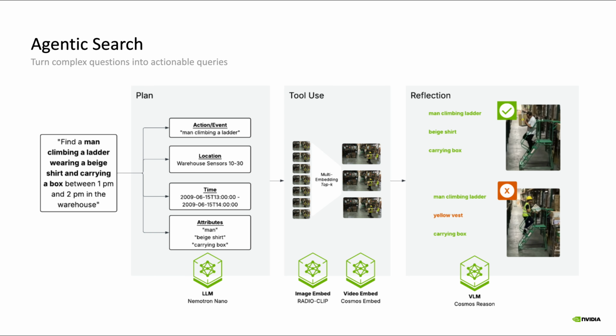So here's what's about to happen behind the scenes. First, the agent plans. It decomposes my sentence into the parts it needs to search for: the action, the location, the time, the visual attributes, and then it picks the right tools. The image embeddings find visual attributes like hardhat, video embeddings find the action like climbing a ladder, and the agent uses the top results from both. Finally, a vision language model reflects on every candidate clip: hardhat, yes or no; ladder, yes or no; box, yes or no, and only the clips that pass every check survive. That is Fusion Search, one sentence in, one verified clip out.